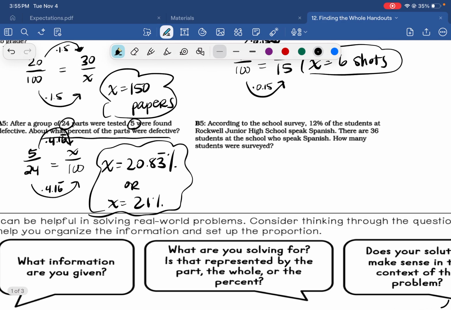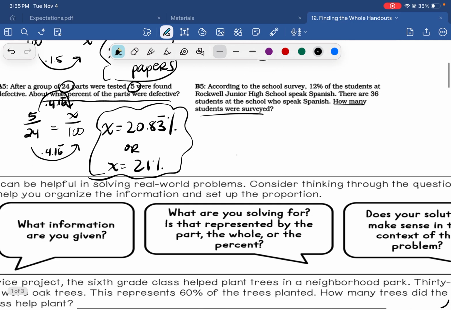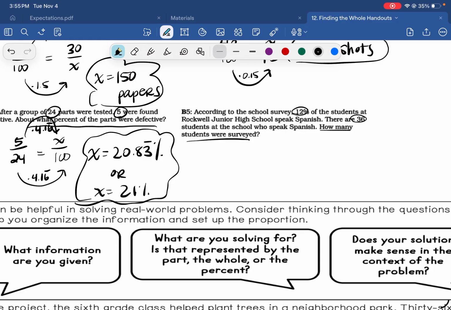B5. According to the school survey, 12% of the students at Rockwell Junior High School speak Spanish. There are 36 students at the school who speak Spanish. How many students were surveyed? All right, I see that this one has my percent in that problem, so that's going to be my first ratio, 12 to 100, equals. And then for this one, I have to figure out if the 36 represents the part or the whole. Well, because it's asking how many students were surveyed, that is asking about the total. So our whole number is going to be x, and then 36 is going to represent the part.